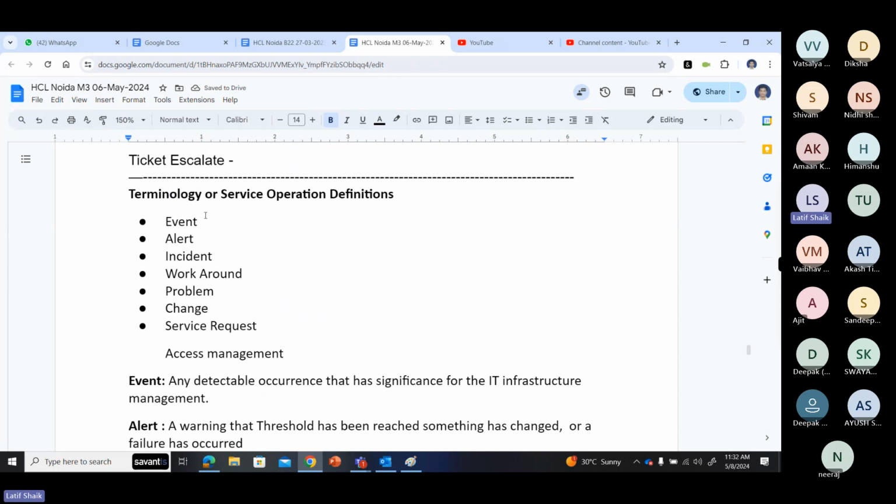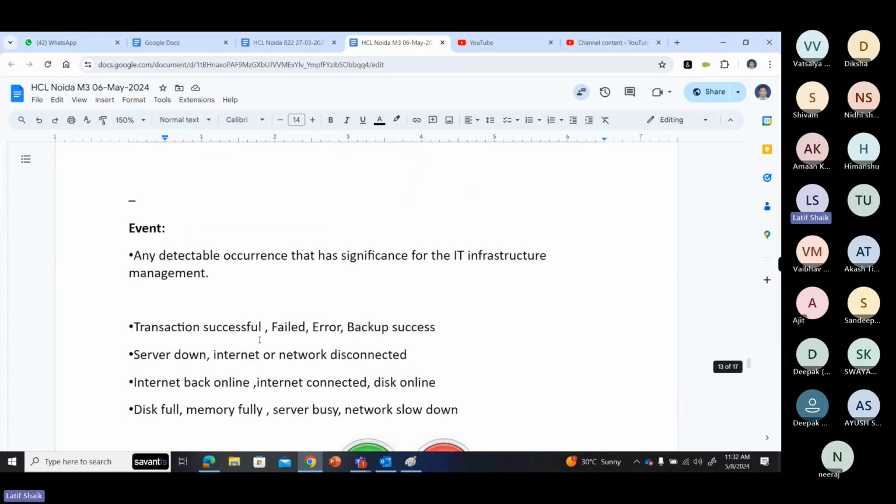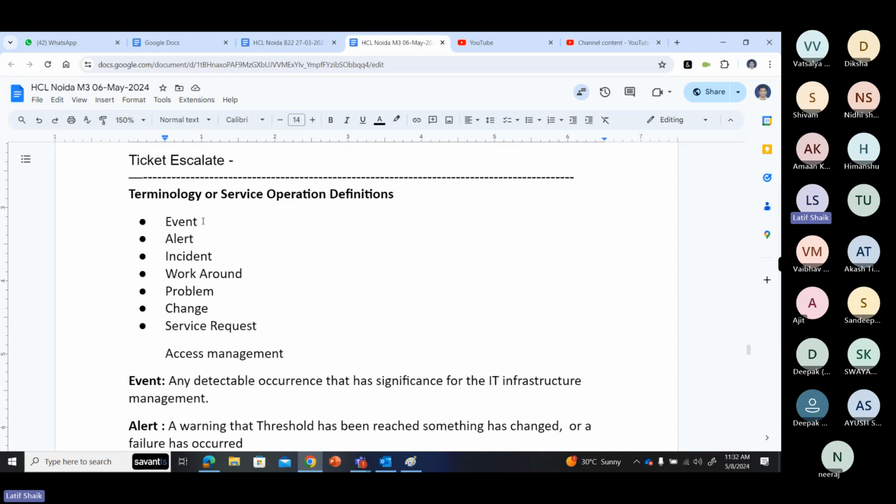In organizations, while you are monitoring infrastructure, there are a few terminologies we should understand while working with your IT infrastructure: event, alert, incident, workaround, problem, change, and service request.